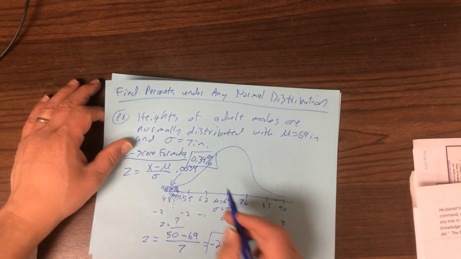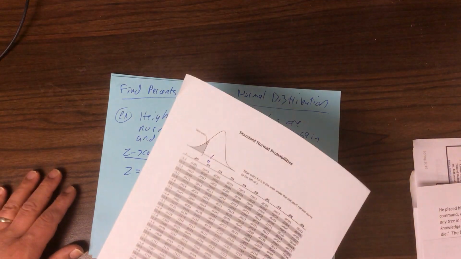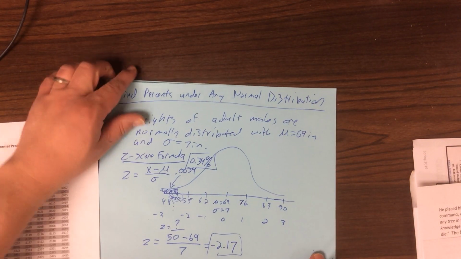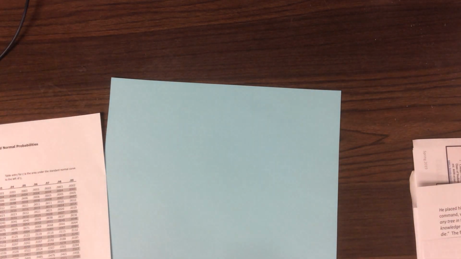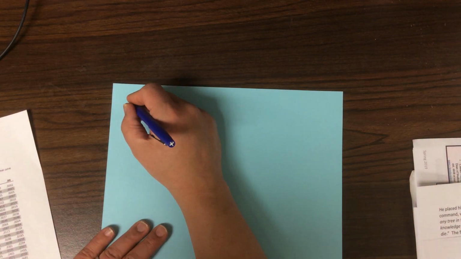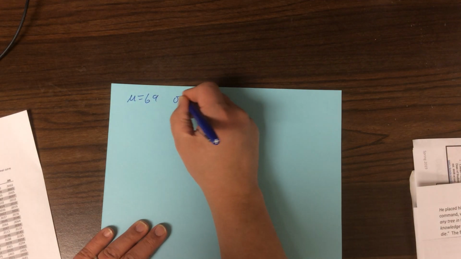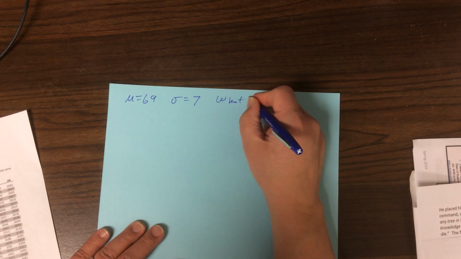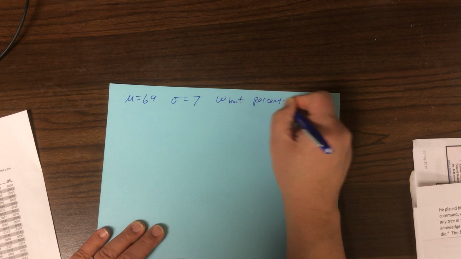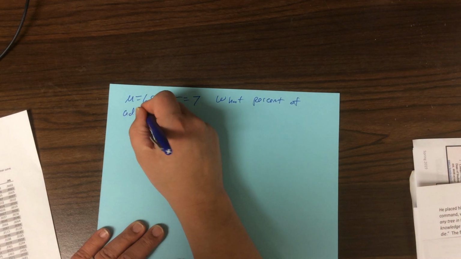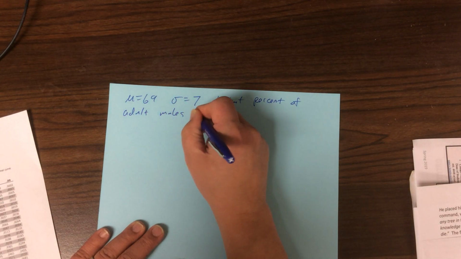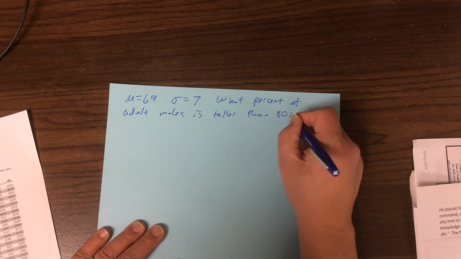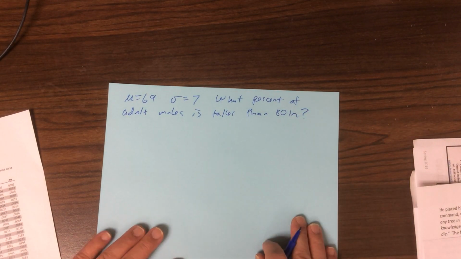So that's the idea. Basically, we're using this table, but before we can use the table, we've got to get the z-score first. Okay, so when you do these, I encourage you to draw a diagram. So let's use the same example, and let's say I want to know what percent of adult males is taller than 80 inches.